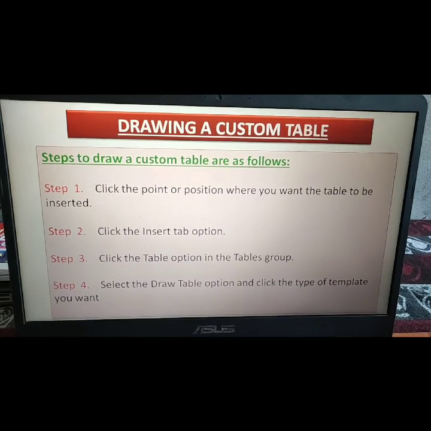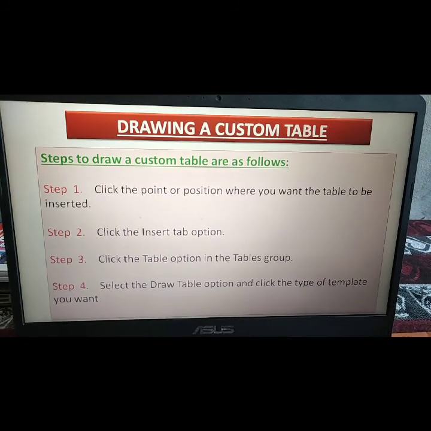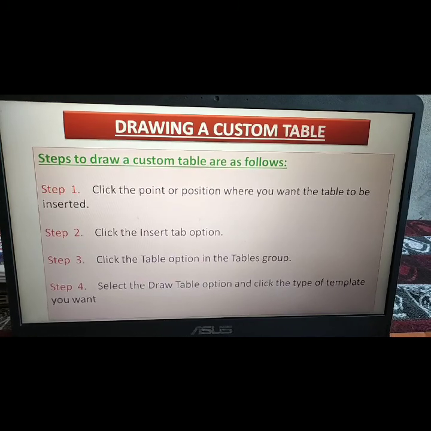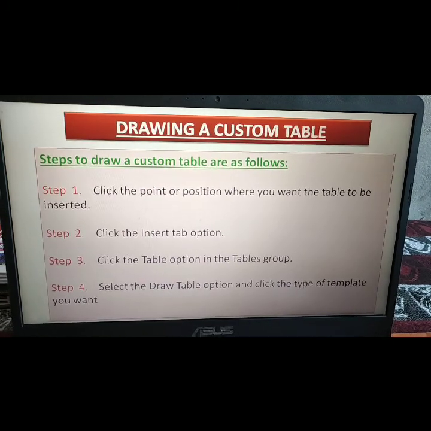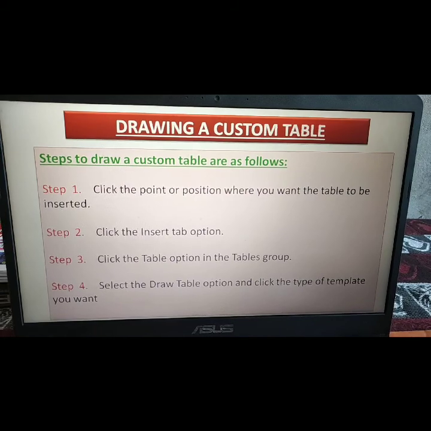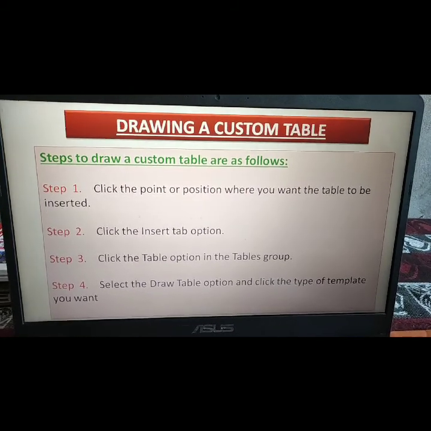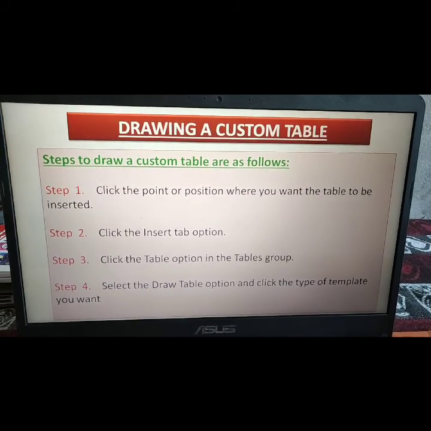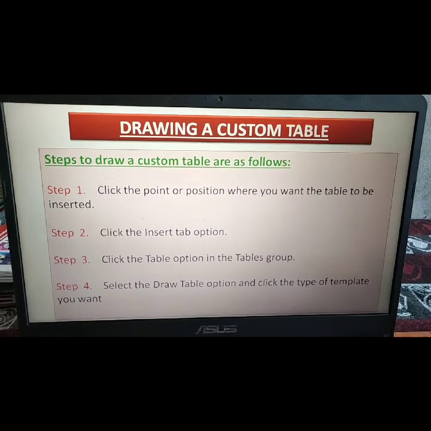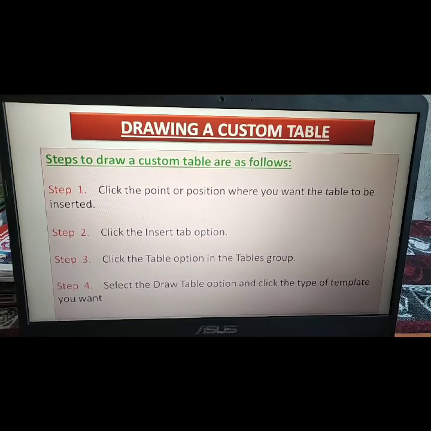Step 3 is click the table option in the tables group. Thirdly, in the tables group there is the table option. Where is the table option? In the tables group. So in the tables group, the table option is there. You go to the table option and click on it.